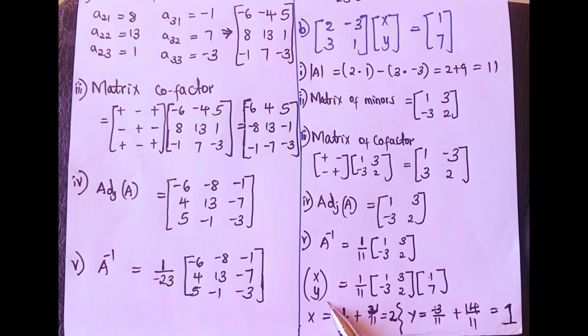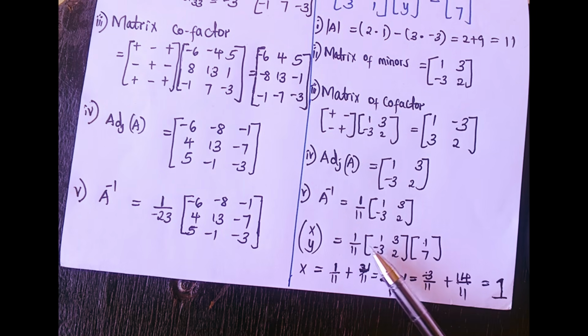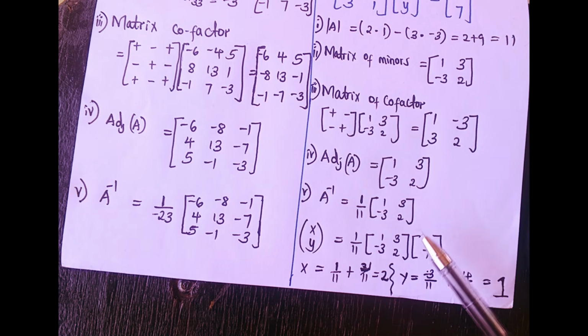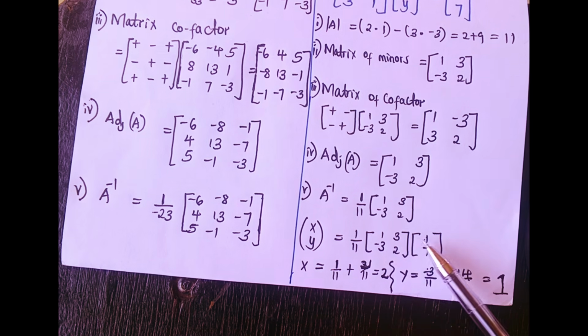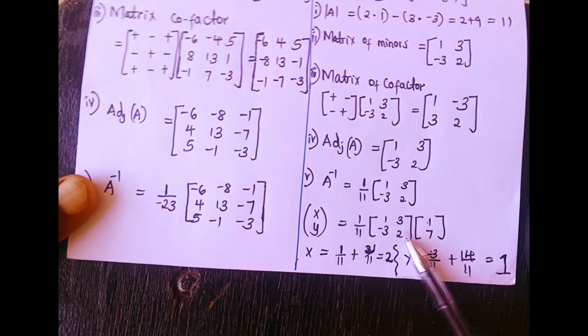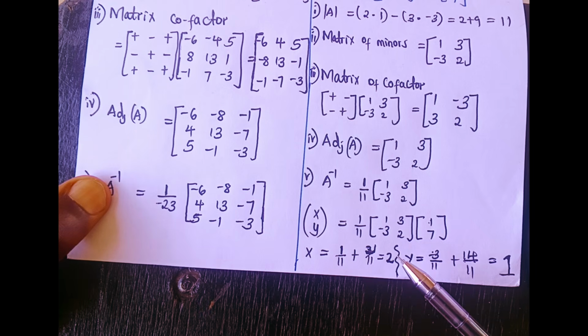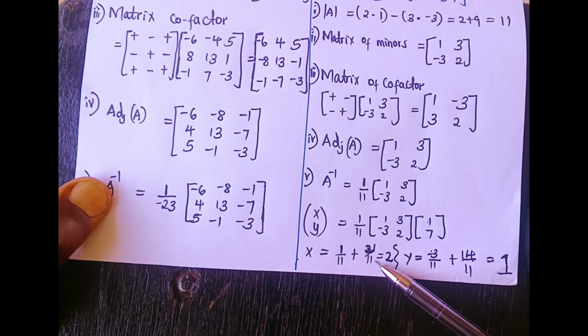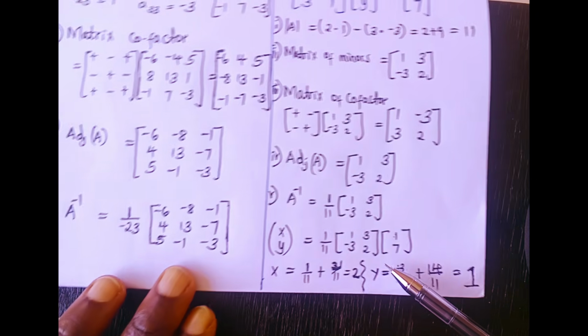To find the value of x and y, we multiply the inverse of the matrix by its constants, which were 1 and 7. So it's going to be like this. From here, to find the value of x, it's 1 multiplied by 1 is 1 over 11, plus 3 multiplied by 7, which gives you 21. So it will be 21 over 11. If you compute this out, it gives you 22 over 11, which is the same as 2, which is the value of x.